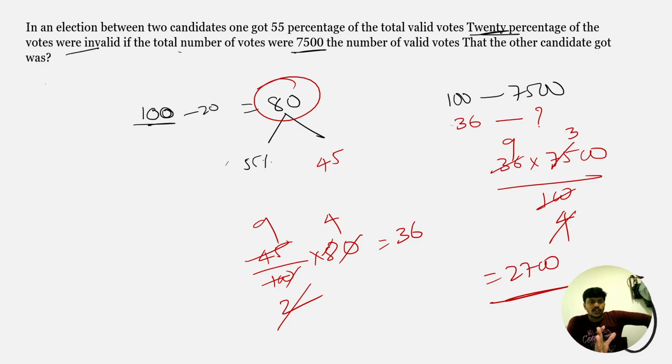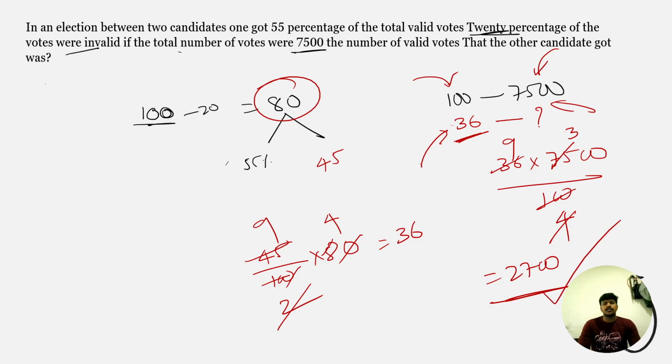So remember what we're doing here: we're taking 100% votes as 7500. But in that, 20% are invalid, so valid are only 80. In that 80, the winner got 55, so the loser got 45. So 45% of valid votes is 45% of our 80, which is 36. So in our problem, the votes that went to the other candidate are 36. But we want to find out the original problem, that is, what the total votes are in the original problem. Our problem 36 equals how much? Just do the cross multiplication and you will get the number of votes.